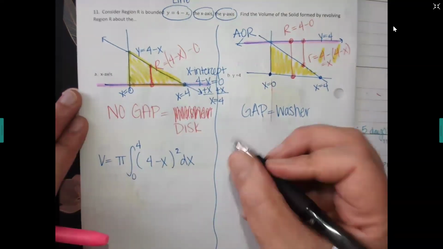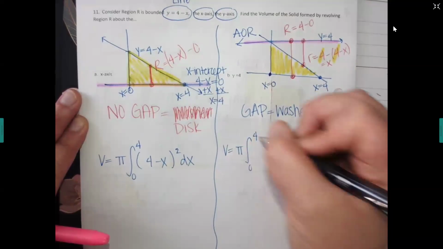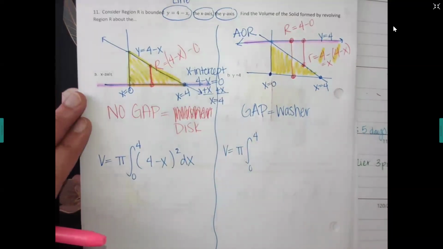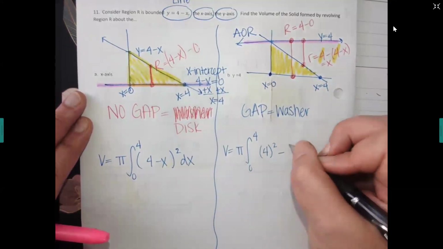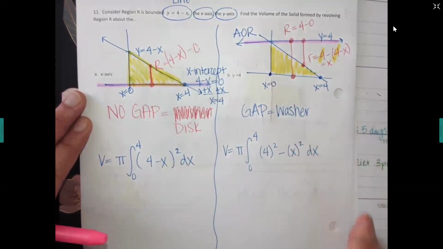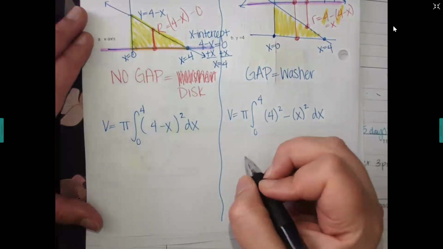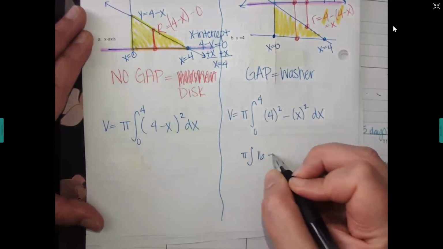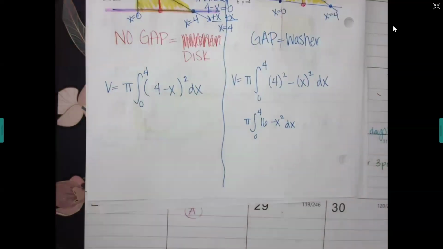Okay, then set up your volume down here. Pi on the outside. We're still going 0 to 4. And then I want big R squared minus little r squared. My big R was just a 4. My little r was just an x. And then for this one, if you had to do it by hand, since it's pretty simple, it'd be 16 minus x squared. Would you need u-sub on it or no? No, this is regular. What's the antiderivative of 16 minus x squared?